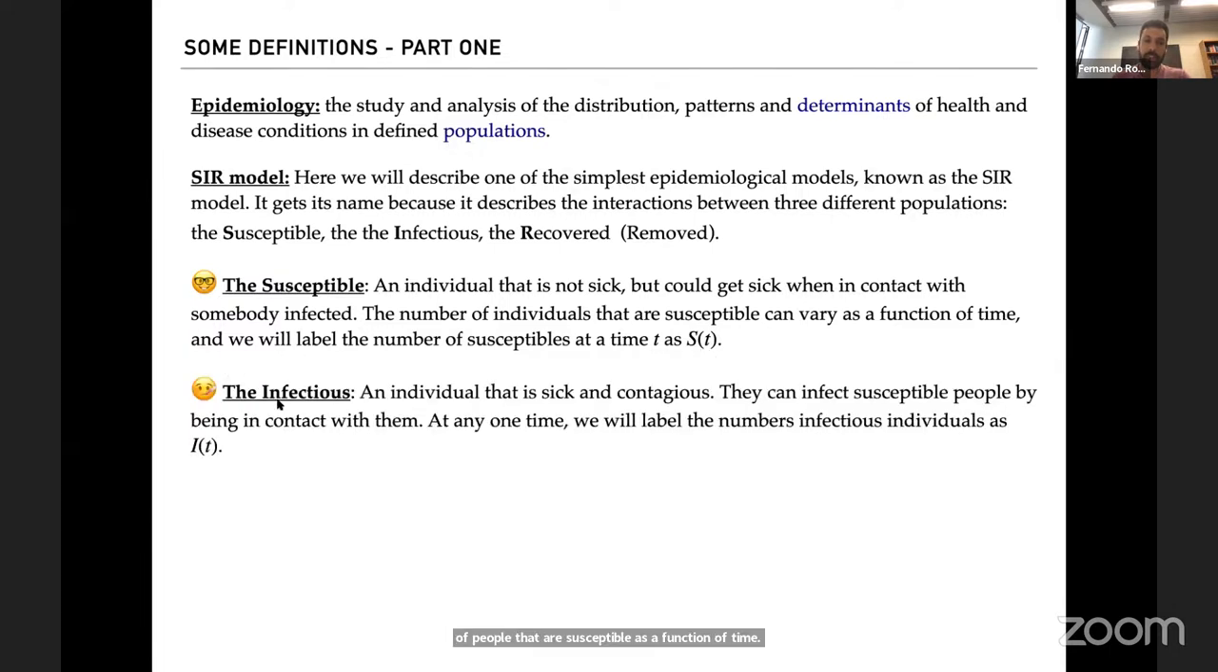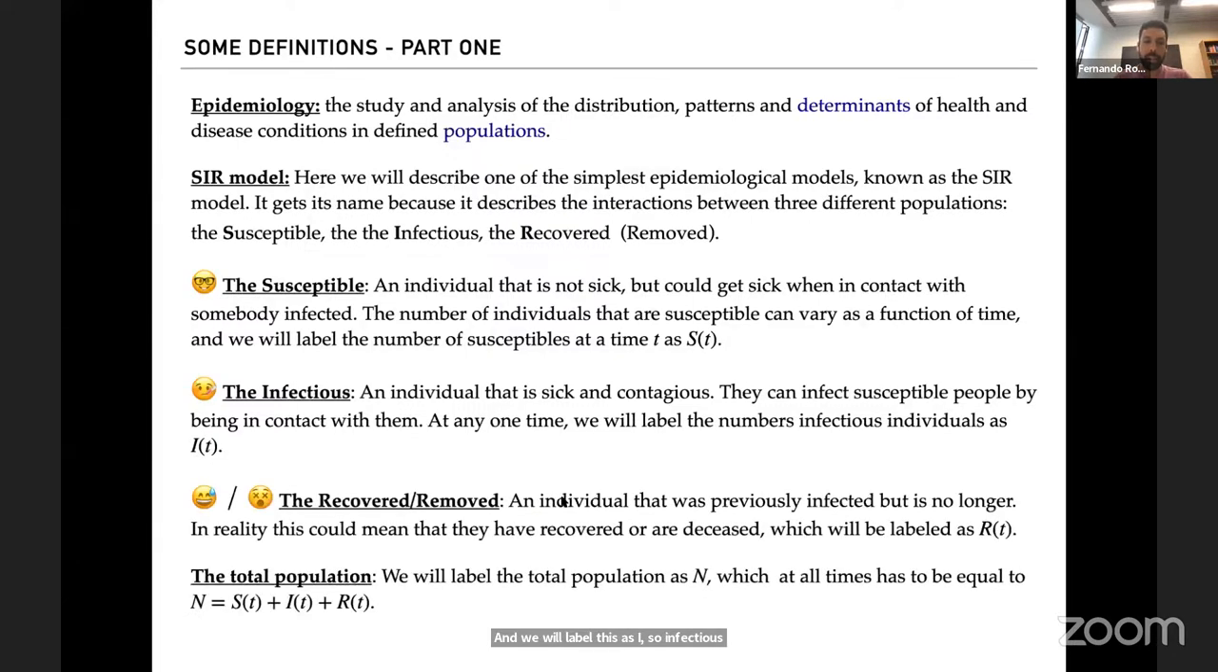There is the infectious. These are people that are sick and contagious. Though they're sick, they move around and they actually can interact with other people, and by being in contact with them, they can get them sick. And we will label this as I, so infectious I of T. And then there's the recovered and removed, which is someone who was previously infected, but they are no longer infected, which means either they have recovered or they are deceased. And then we will label this as R.